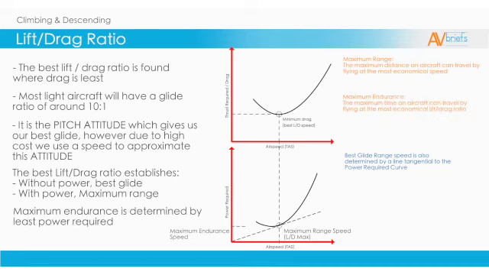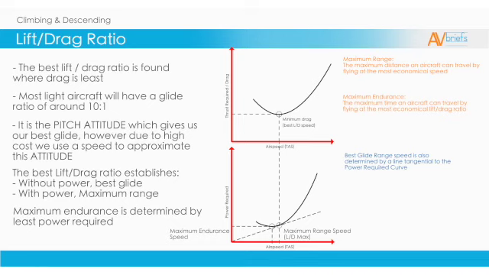The maximum endurance is determined by least power required. This is different to the range. Maximum endurance is the maximum time an aircraft can travel, or to say it another way, the maximum time it can stay in the air, by traveling at the most economical lift-to-drag ratio.